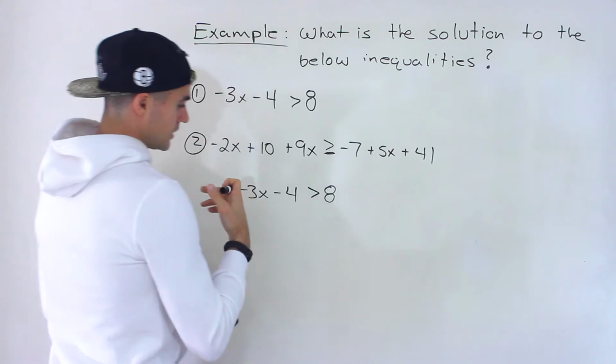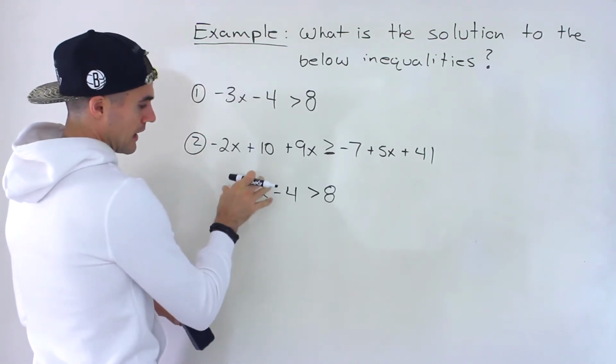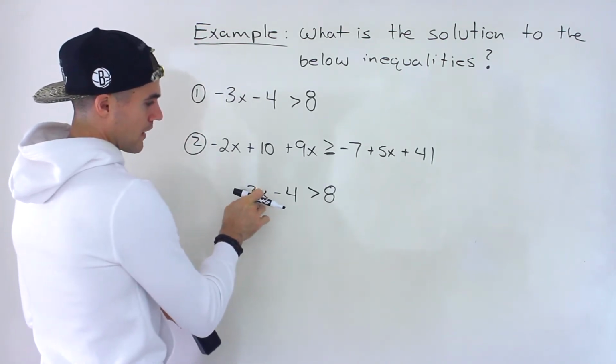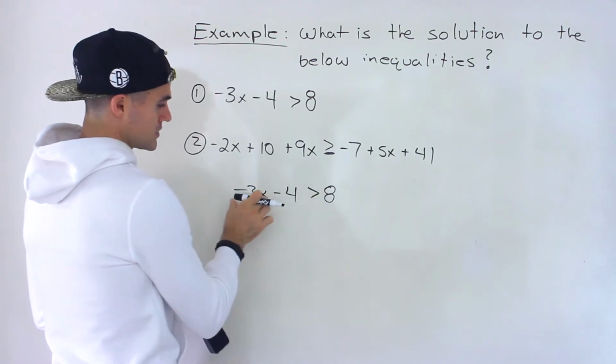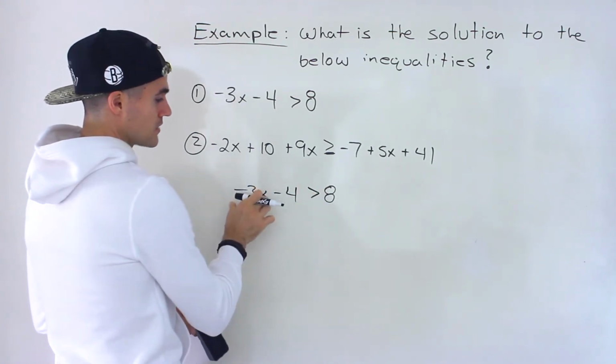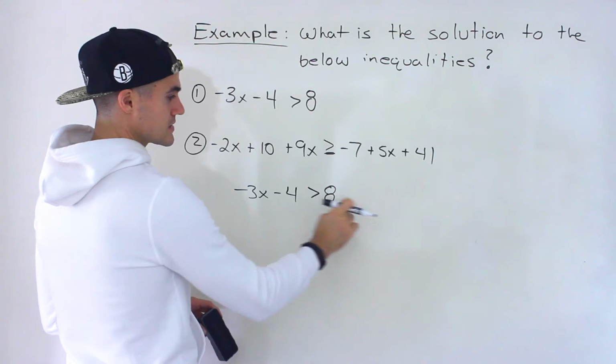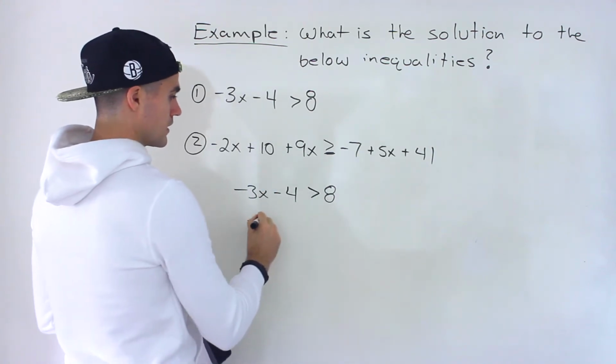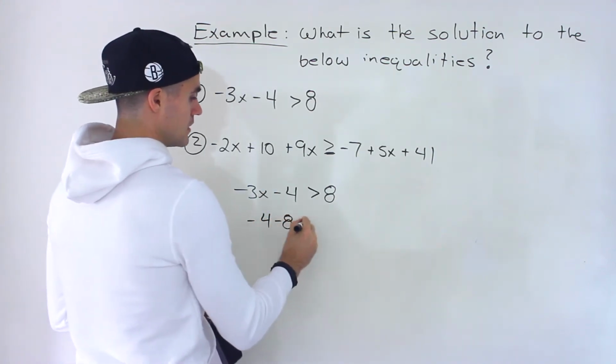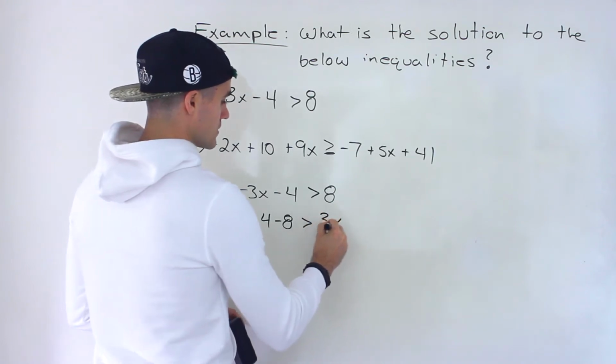So personally, when I isolate for the variable, I like to try to make it in a way where I don't have to worry about flipping the inequality. So notice it's a negative here. We want to make it a positive. So I would bring it over to the right side, bring the 8 over. So we'd end up with negative 4 minus 8 is greater than positive 3x.